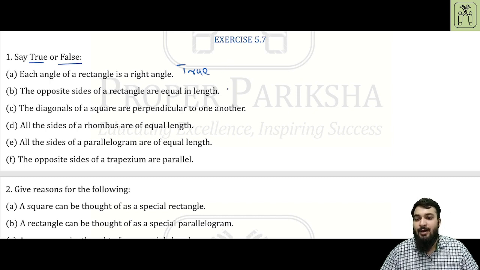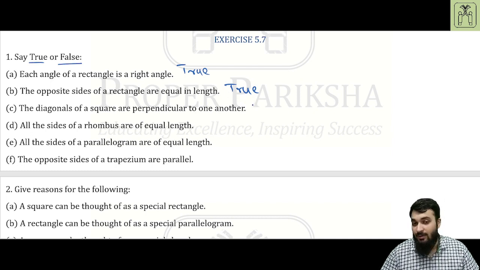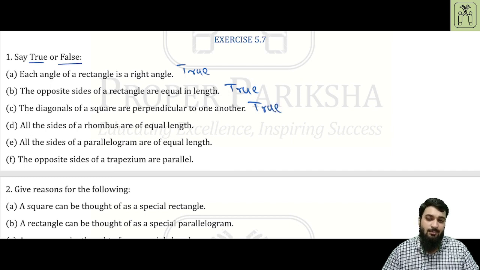Okay. Part B, opposite sides of rectangles are equal in length. That is also true. Okay, so far so good. Part C, the diagonals of a square are perpendicular to one another. Okay, that is also true. And the same is also true for rhombus.